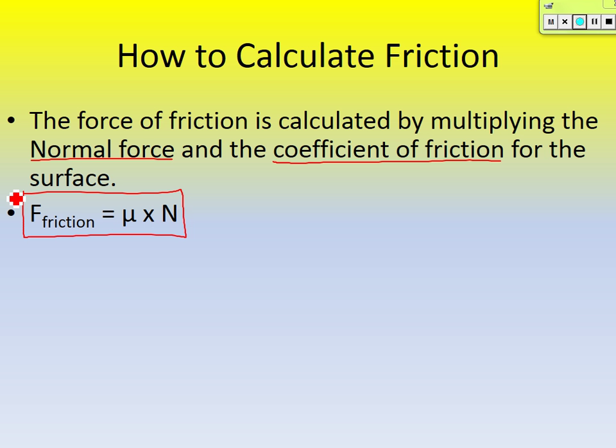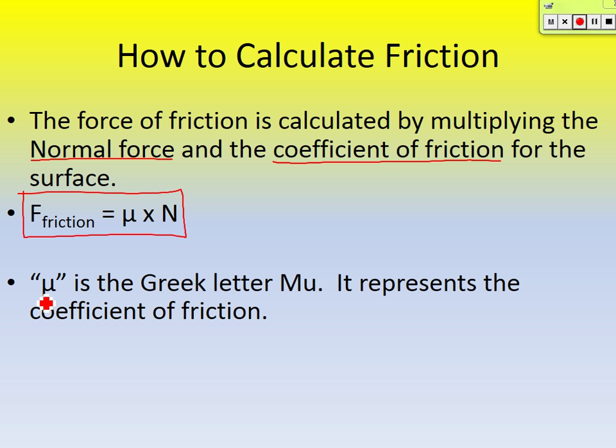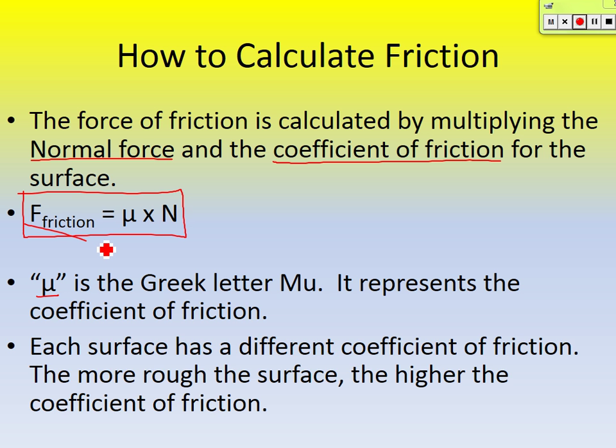So how do you calculate force of friction? Well, you take this funny looking symbol here, mu, and multiply it by N. What do those symbols mean? This symbol is a Greek letter called mu, and it represents the coefficient of friction for a surface. I'll always call it mu. And we multiply that by N. What does N represent? It's not newtons. The normal force. So we take this coefficient of friction, multiply it by the normal force, and we get the force of friction. Okay. Each surface has a different coefficient of friction.